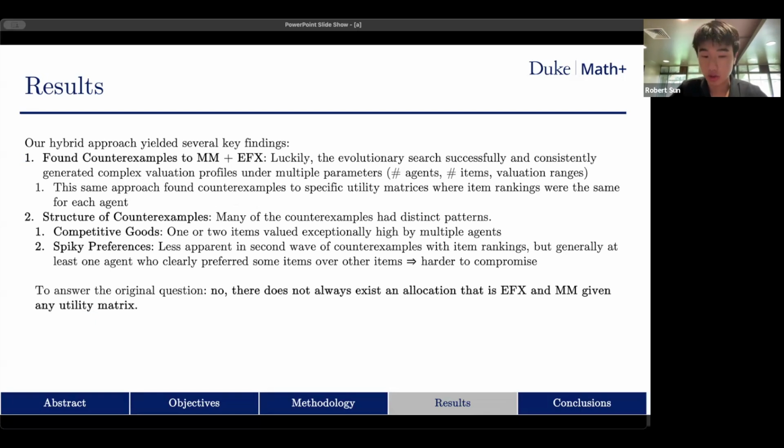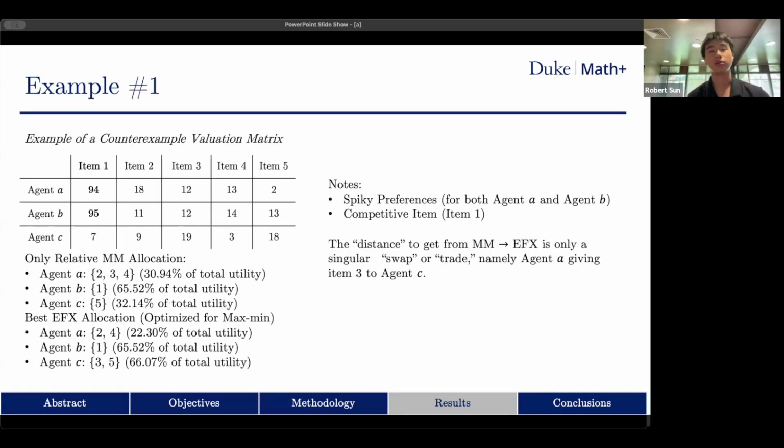So to answer the original question, no, there does not always exist an allocation that is EFX and MM given some utility matrix. To look at one of our first examples of a counterexample, we can see here that agent A values these items at these preferences, same with B and C. In our MM allocation, our maximin is 30.94%. That's the maximum minimum percentage we can guarantee for all three agents. And our best EFX allocation is 22.30% of total utility, which means out of all possible EFX allocations, this is the one that's best in terms of making sure everybody gets at least some portion of what they want.